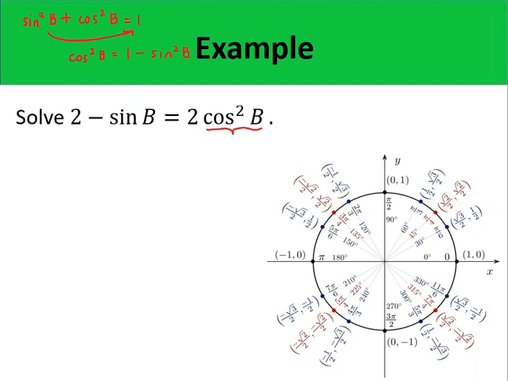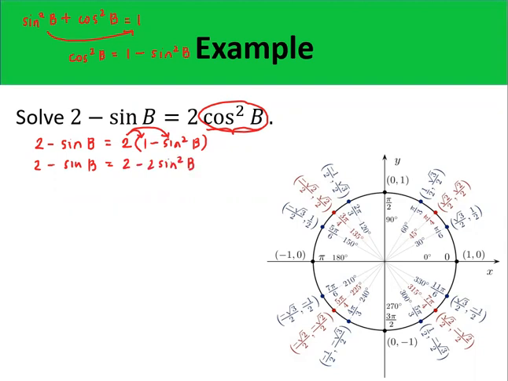Okay, so let's write it down. 2 minus sine b is equal to 2 times cosine square b, which will be replaced by 1 minus sine square b. And then distributing 2 to both of the terms inside 1 minus sine square b, we get 2 minus 2 sine square b. So now our equation contains only a single trigonometric function.